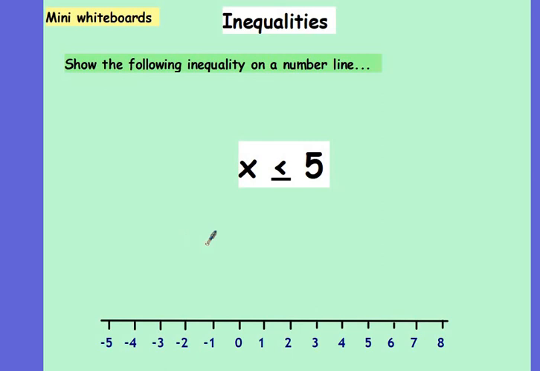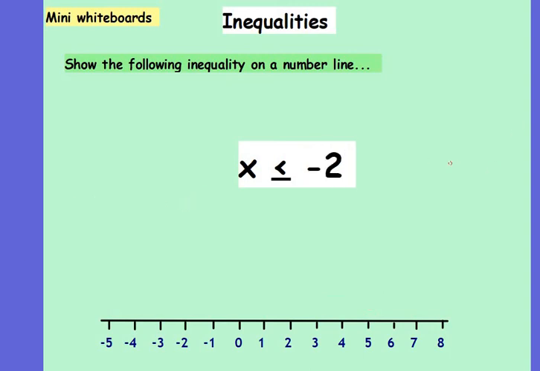How about now, Year 8? Pause the video, light blue books. Okay, this time we need the dot on the 5. We're saying x is less than or equal to 5, so it needs to be filled in because we can include the number 5. And then we're looking at all these numbers less than 5.